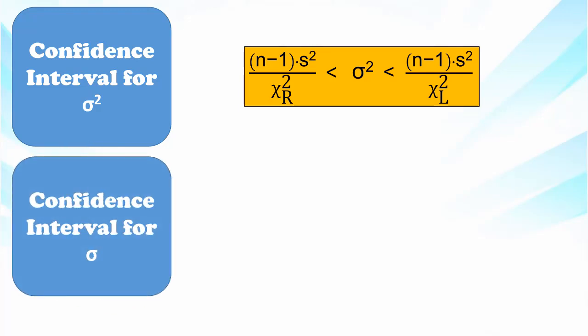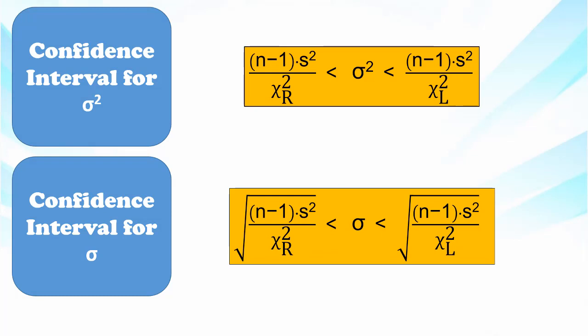Then, for the standard deviation sigma, we have that same formula, but now we take the square root of everything, right? Because remember, we have the relationship between the variance and the standard deviation that says that the standard deviation is always the square root of the variance. So we take the square root of each portion of that formula above, and we get the square root of n minus 1 times s squared over chi square R with sigma in the middle, and then the square root of n minus 1 s squared over chi square L.